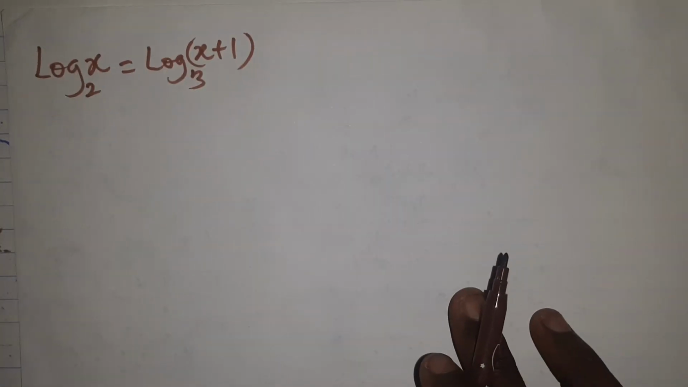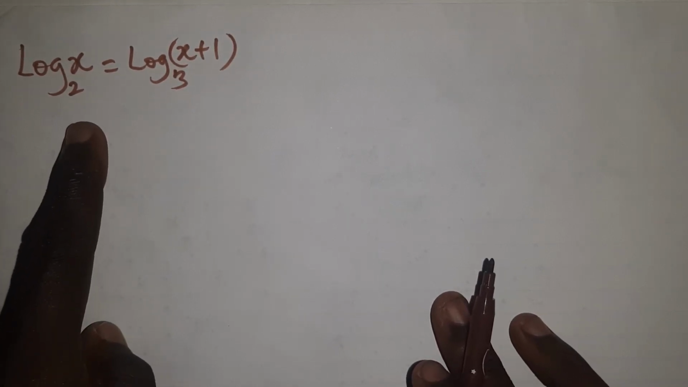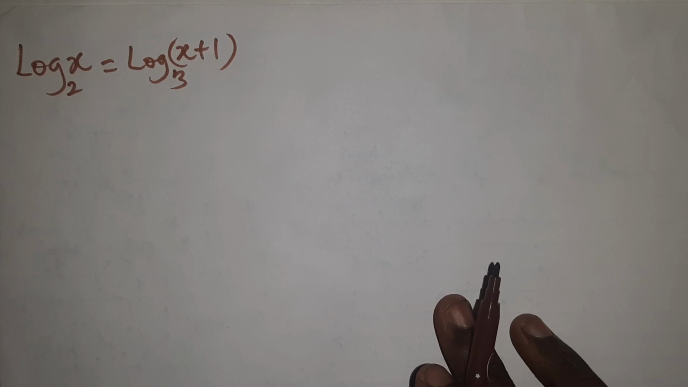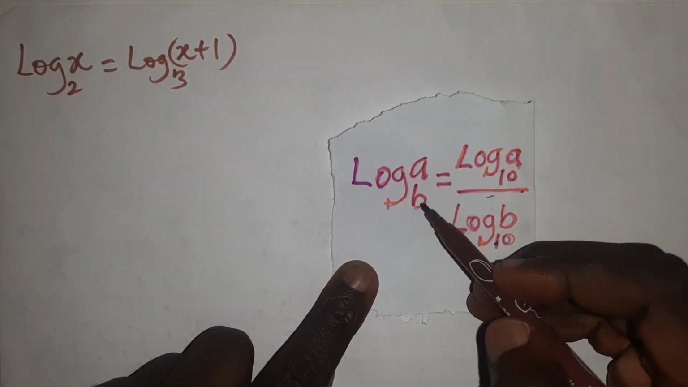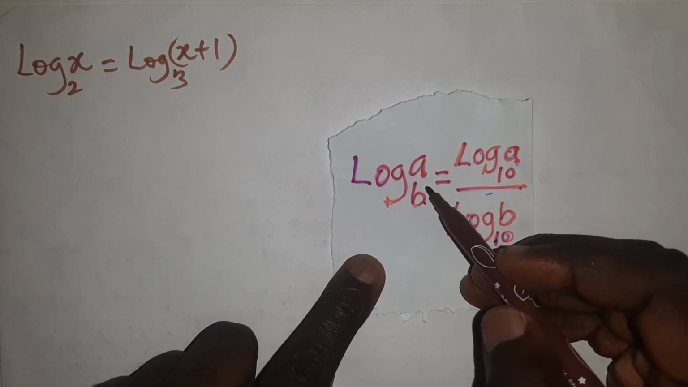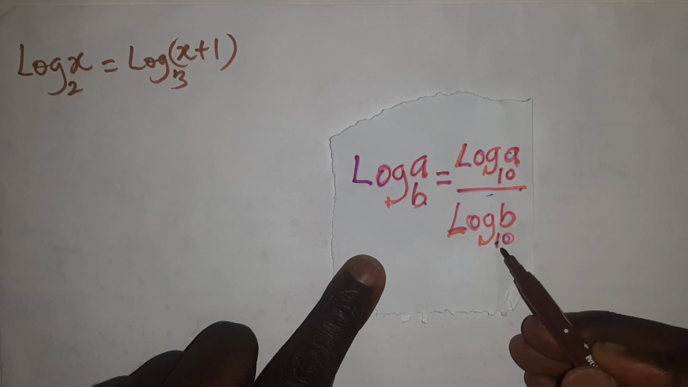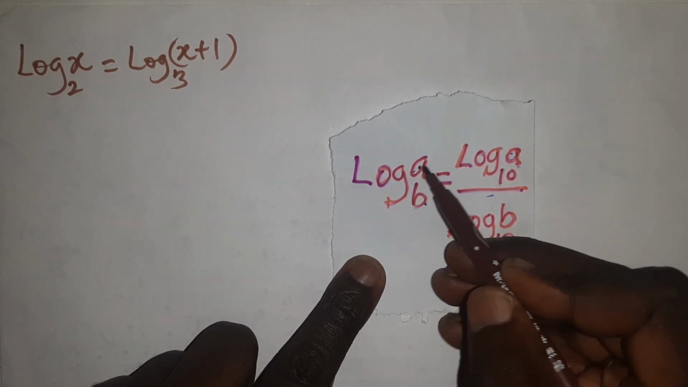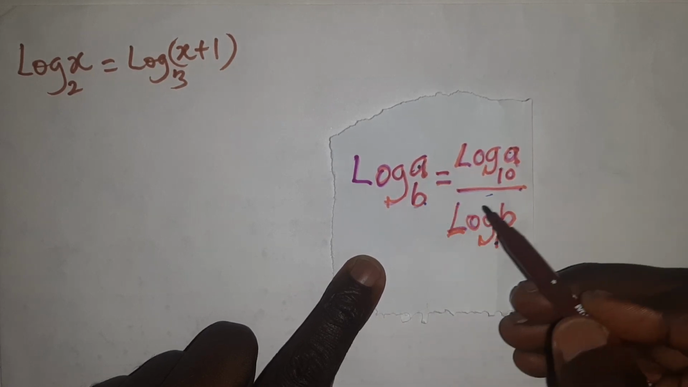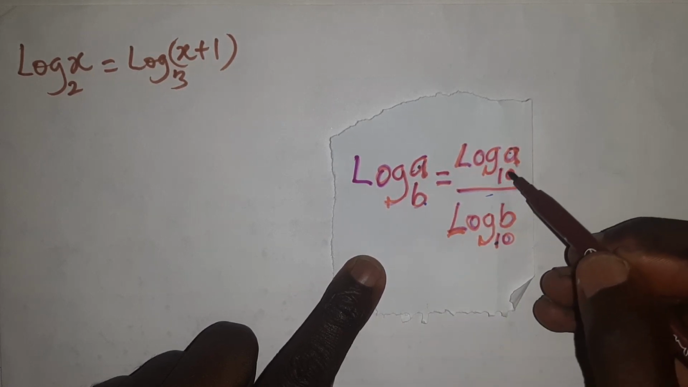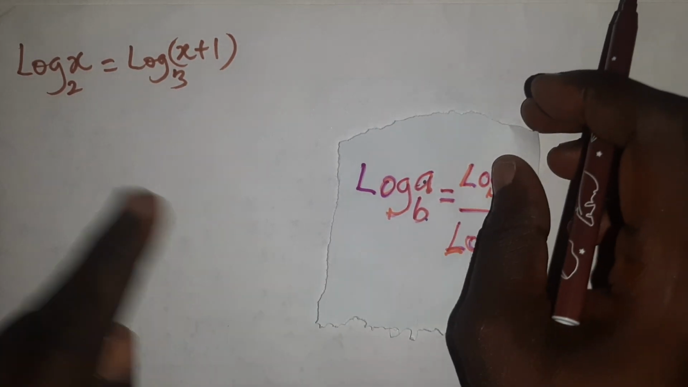So what we are going to do here is apply change of base. The rule for change of base: log to the base b of a will be equal to log a base 10 over log b base 10. Take note, both log a and log b are given an identical base of base 10. That is why it's called change of base. So we are going to apply that logic here.